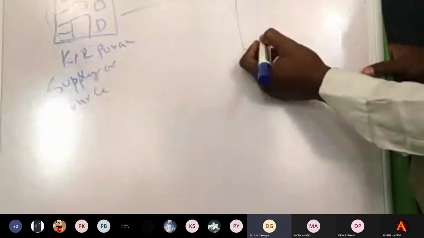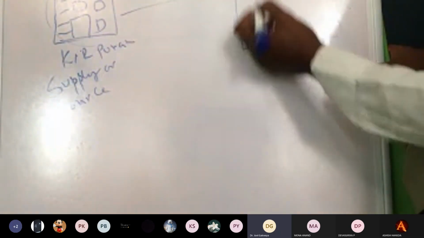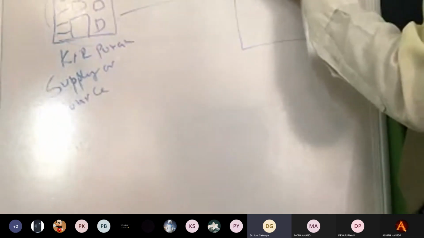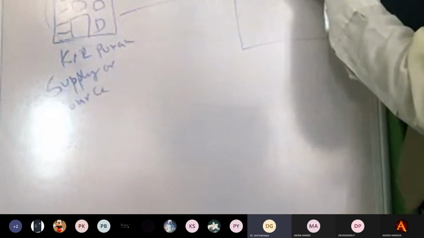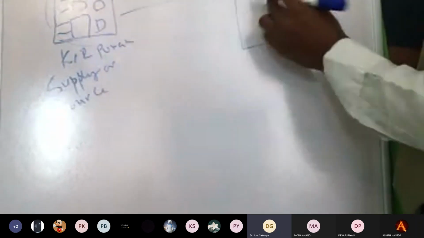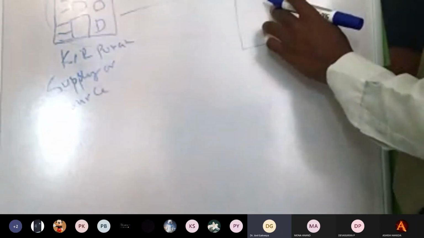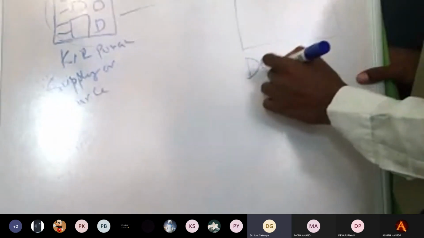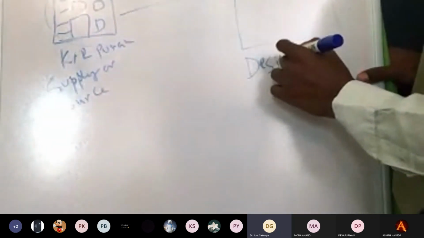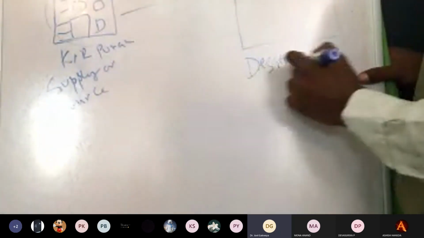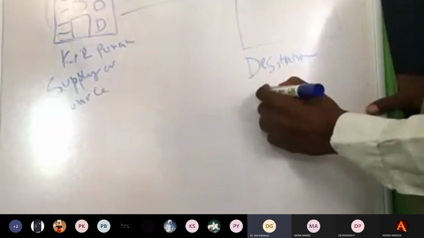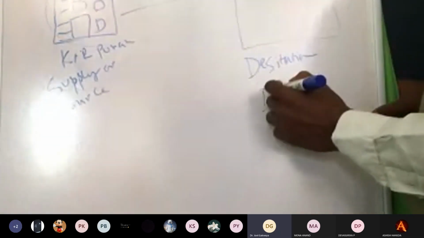So to transport to the shop or the store which is at Shantinagar, to transport to Shantinagar, this place, the Shantinagar shop, is known as a destination, correct? Destination, all right? Or this is known as a demand.